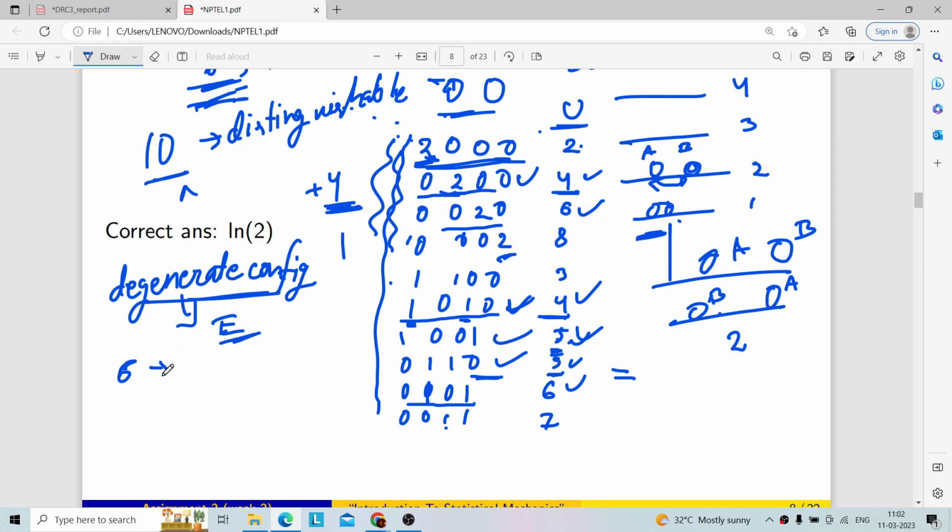So how many 6s do I have? 2. How many 5s? I have 2 5s. 4s, I have 2. Then 3, I have 1. 2, I have 1. Then 7, I have 1. 8, I have 1. How many? 6, 7, 8, 9, 10. Here also 6, 4, 10.